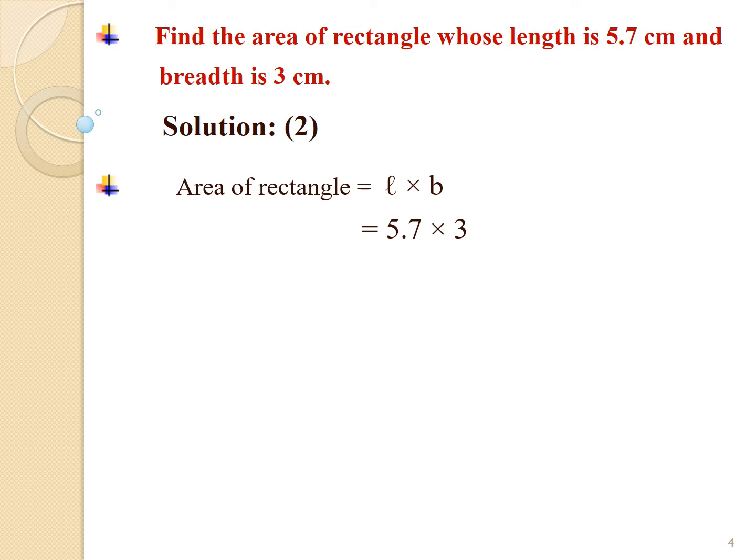Now, multiplying 57 by 3 as a whole number by ignoring the decimal point, we get 171 and placing the decimal point after 1 digit from the right, we get 17.1. Therefore, the area of the rectangle is 17.1 square centimeters.